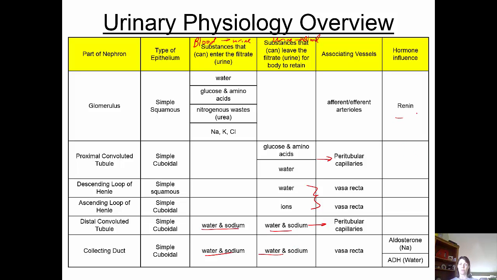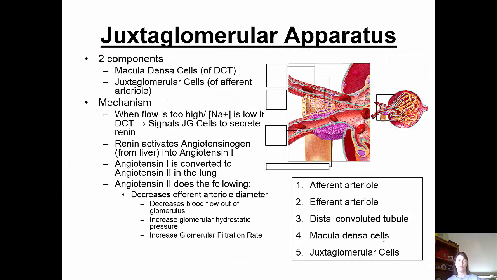And then we see that there are some hormones that are getting in on the deal. I want to talk about those hormones and how that affects things. What is going to control the filtering at the glomerulus? Something called the juxtaglomerular apparatus. Two parts. In the distal convoluted tubule, we have a specialized group of cells right here. That's called the macula densa.